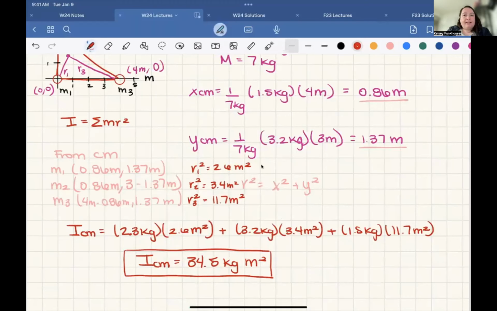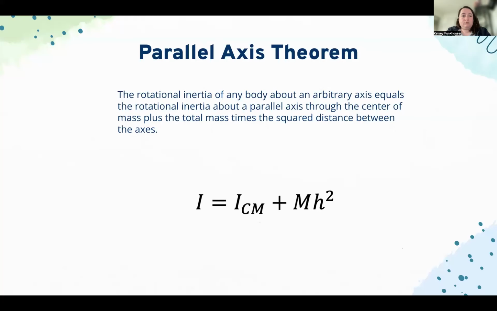So one last thing I want to go back to the slides for. Okay, now the concept of parallel axis theorem. You can find the rotational inertia about an arbitrary axis parallel to the axis through the center of mass of a system with this relationship here. The rotational inertia of the center of mass plus the total mass of the system times h squared, where h is the distance from the rotation axis to the center of mass. So we can test this relationship right here on our situation that we just finished.